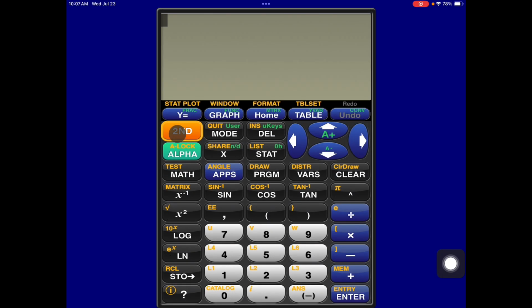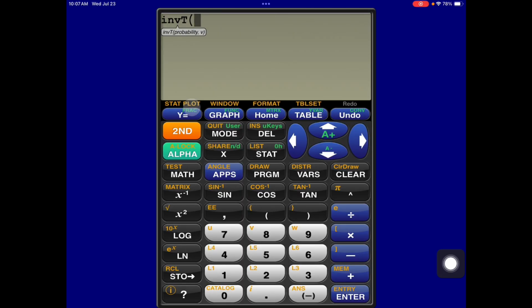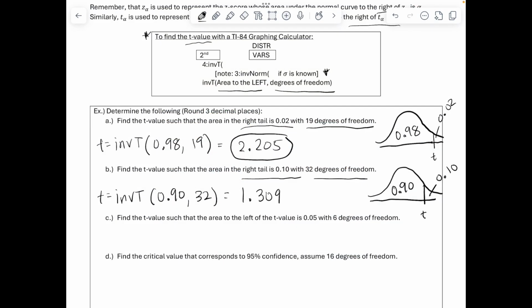On the graphing calculator, we're going to go to second vars, inverse t, area to the left is 0.90, comma, degrees of freedom is 32. Close your parentheses, select enter, and then round to 3 decimal places. From the graphing calculator, we get a value of 1.309.